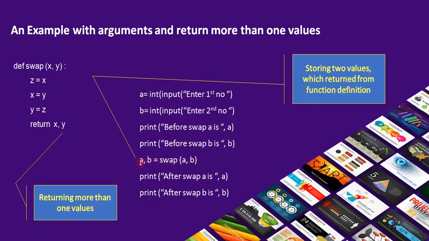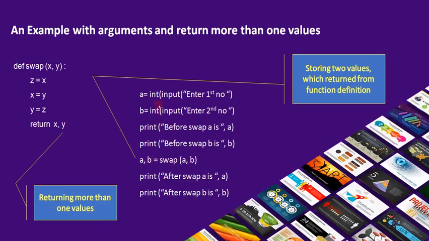Thereafter, I specified here a comma b equal to swap of a b. So the a value is getting passed to x, the b value is getting passed to y. Then the swap technique we applied here, that all of you know. Thereafter, after it gets swapped, the values return here, return x comma y. It means the value of x will come back and y also will come back after it gets swapped. So the x value will be stored in a and the y value will be stored in the variable b. Thereafter, it is printing the answers here.